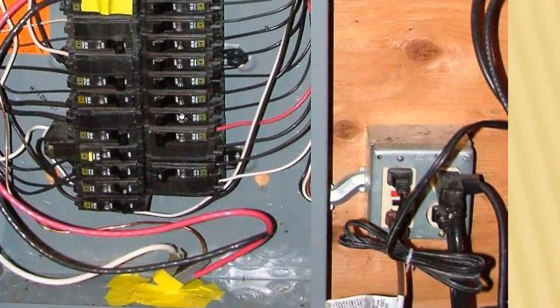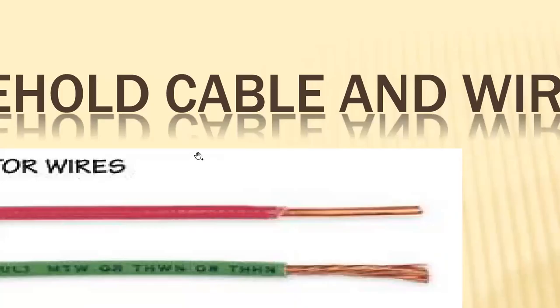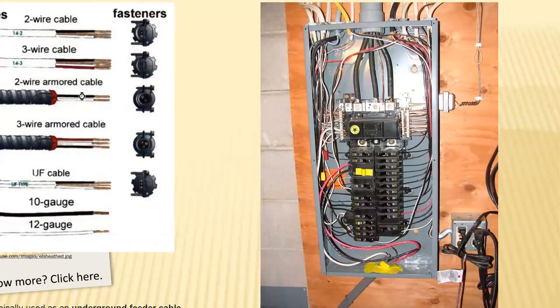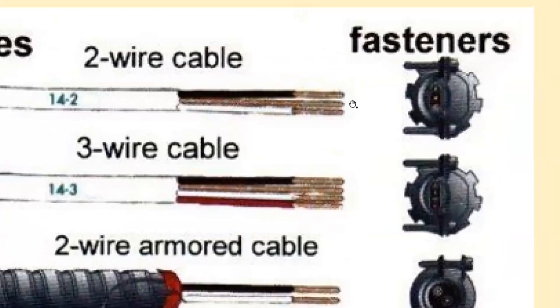So that's a safety. This bonding wire is not considered a current carrying conductor because it is not supposed to carry current under normal circumstances. It's just there for safety reasons. If something goes wrong, then this thing kicks in and takes the hit instead of you.